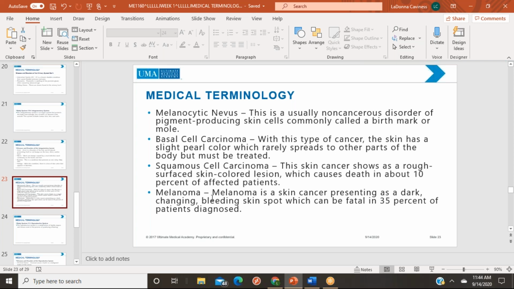Squamous cell carcinoma, here's that term again, carcinoma. When we talk about carcinomas, we're talking about malignancies. This skin cancer shows as a rough surface skin colored lesion, which causes death in about 10% of affected patients. And here's another one, melanoma. Melanoma is a skin cancer presenting as a dark, changing, bleeding skin spot, which can be fatal in about 35% of patients diagnosed with this disease.